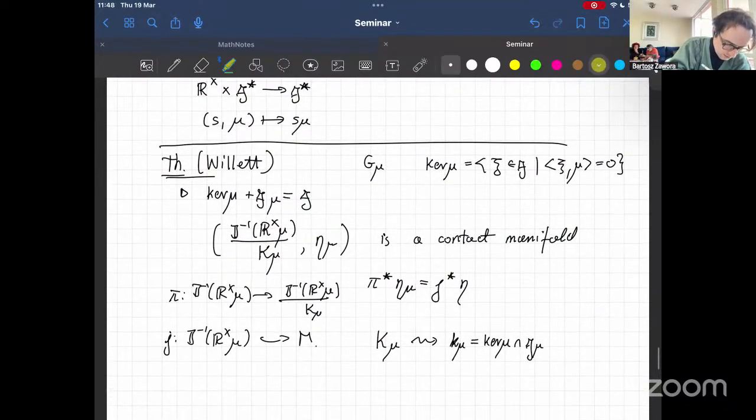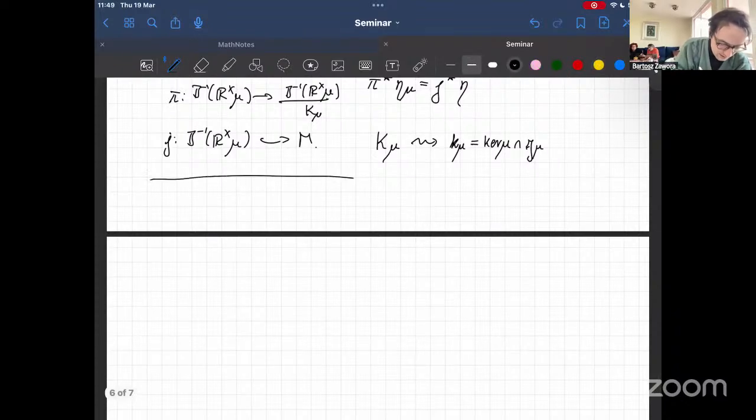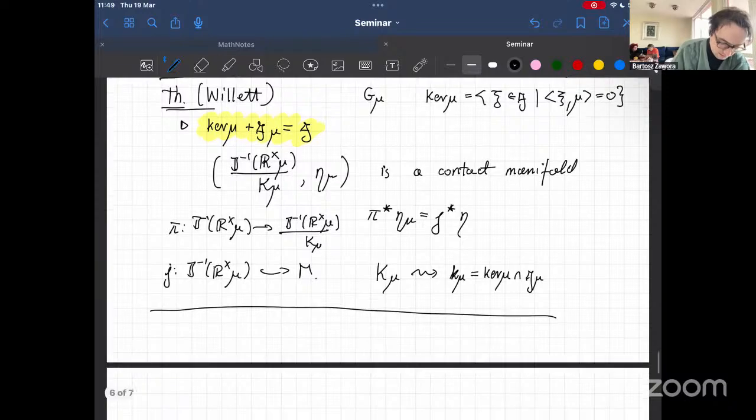Okay, but what is important is that this condition must hold. Otherwise, the reduced contact manifold is even dimensional, so it cannot be contact. Yeah. So how to fix it? I mean, how to generalize this theorem also to non-compact Lie groups.